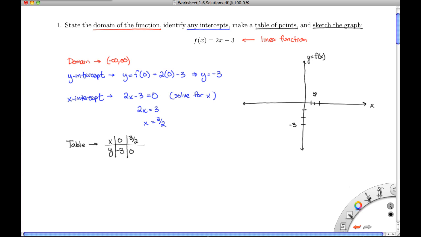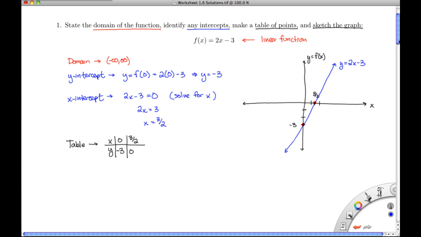We've got 3/2. So I'm going to go ahead and plot those down in red. So here's one point, and here's another. Those are our two intercepts, and now we can just draw our line through here. So this gives us a pretty good idea of what our curve will look like, and this is the curve y is equal to 2x minus 3.